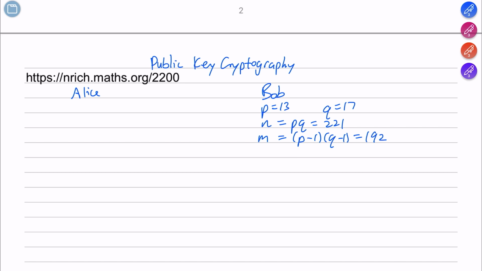And now Bob is going to find a number E such that 1 is less than E is less than M. So E has to be between 1 and M, but it cannot be 1 or M. E also has to be co-prime with M. E and M do not have to be prime numbers. They can be any number as long as their greatest common factor is 1. So in this case, Bob can say, I want E to be 35. Alright, there is no other common factor between 35 and 192 except for 1.